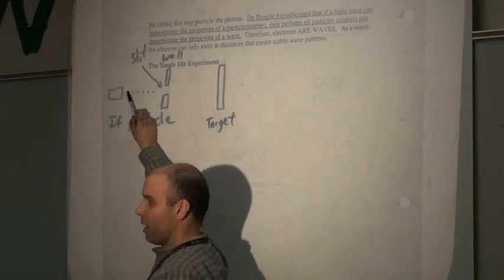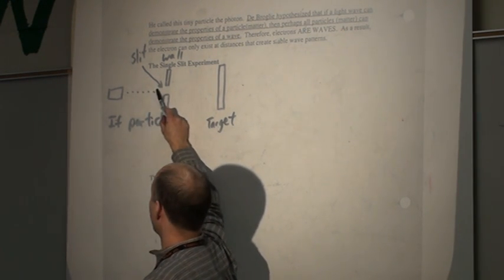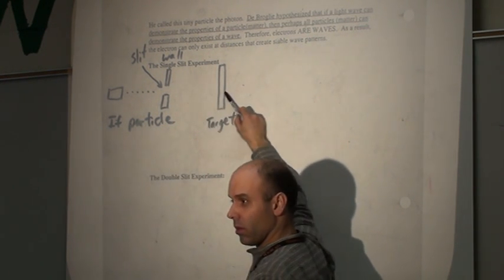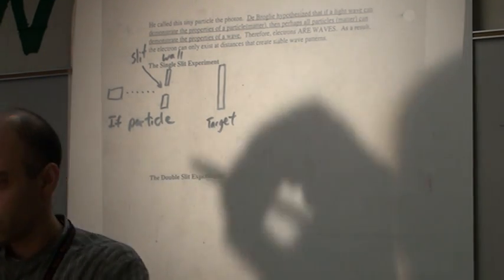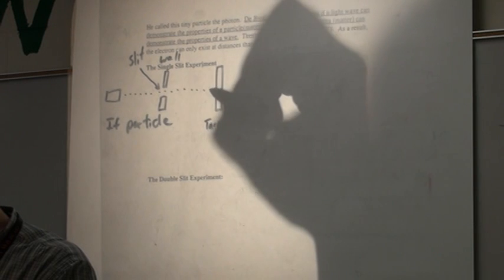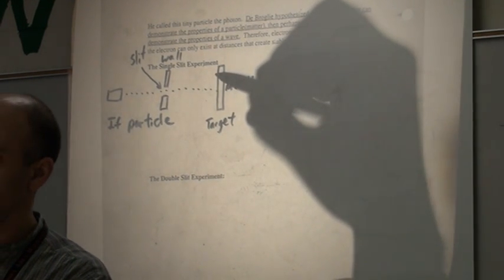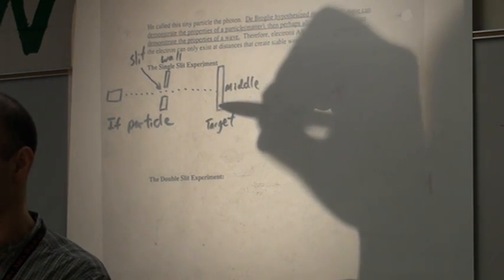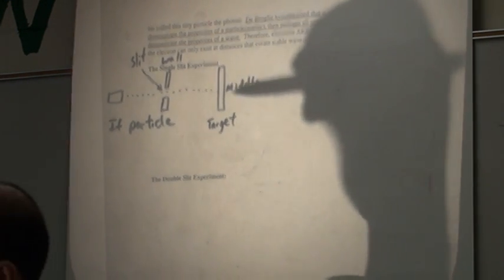So, now we make a prediction here, Brittany. If these are bullets, and they're flying, and there's a gap in the wall, will the bullets go through? Yep. And where will they hit the target? Right in the center. They should. Will any of the bullets hit up here? No. Down there? No. So if the electron is a particle, they should go right down the middle and hit the target in the middle.